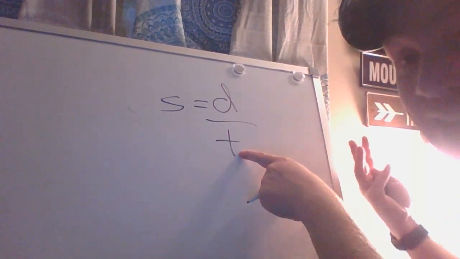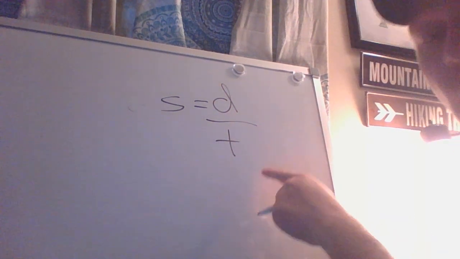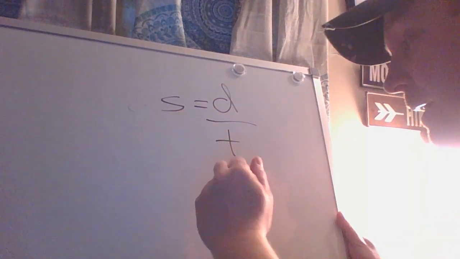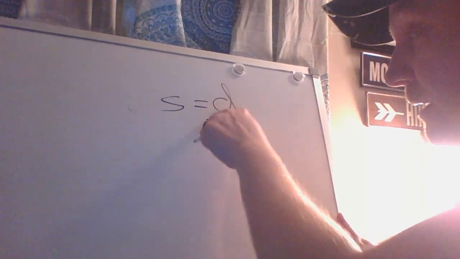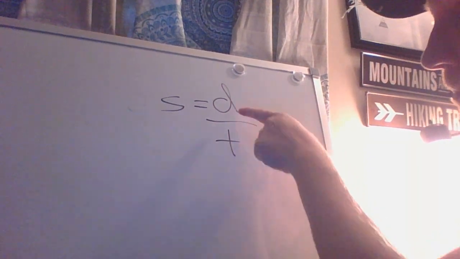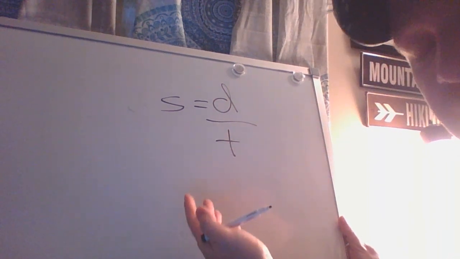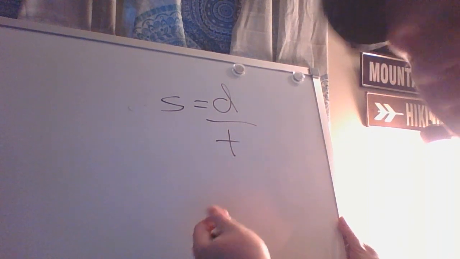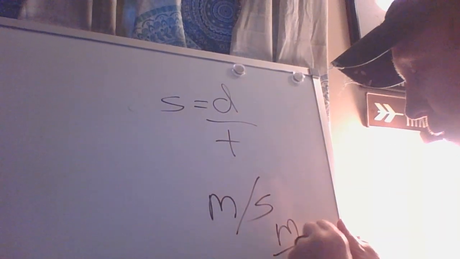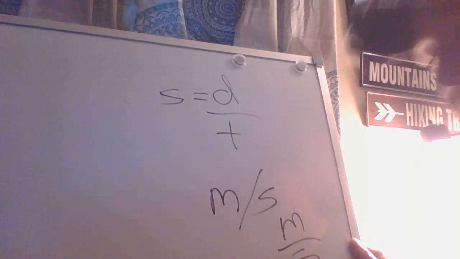Time, our SI, our standard unit of time, is going to be the second. So what you're going to see for a standard unit of speed is meters divided by seconds. Once again, distance over time, meters over seconds. So the standard unit that you're going to see a lot of when we're talking about motion is m/s, or m over s. It doesn't matter. It's distance divided by time.